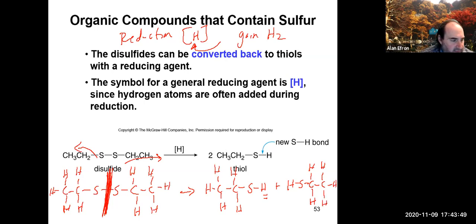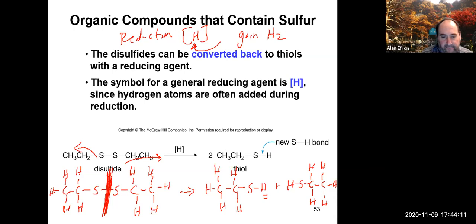So if you take two thiols and you oxidize them, they come together and make this disulfide bond. And if you want to break them back apart, you put the H2 back in, which is what is referred to as the reduction reaction. Any questions on that?